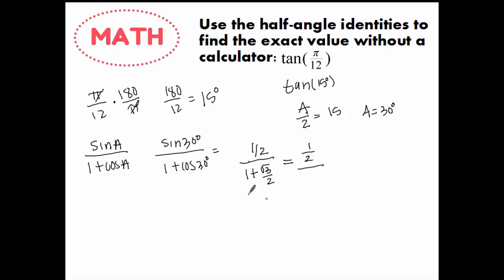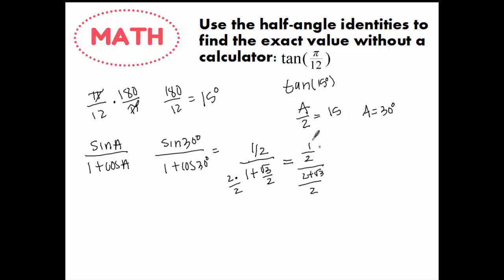The denominator, before I can consider getting rid of this radical, I need to get this to be one fraction. So to become one fraction, I have to make common denominators and add 1 plus rad 3. So that means I'm just going to multiply this by 2 over 2. So the top's going to be 2 plus rad 3. And then since it's a fraction, my denominator stays the same.